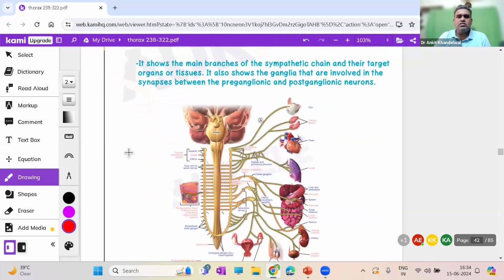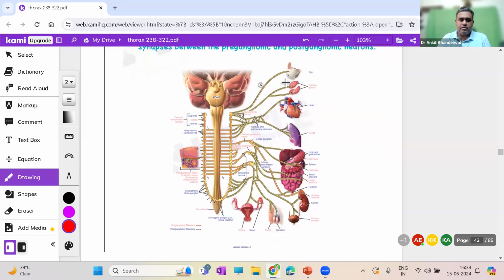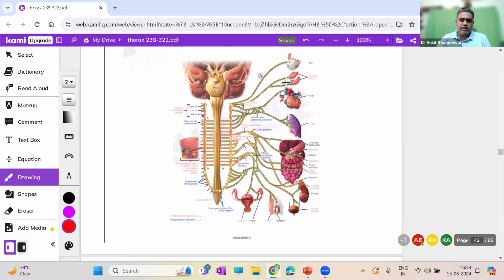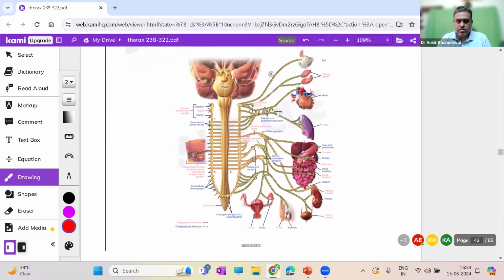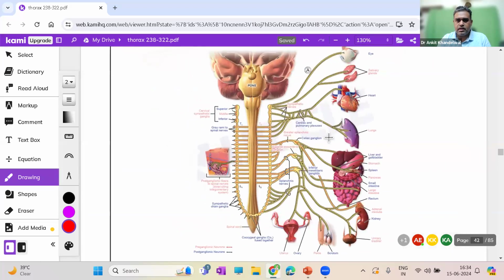It shows the main branches of the sympathetic chain and their target organs. It's a very important diagram, not to draw, but to understand. Some images we will find will help you to understand anatomy. Some images you will find so that you can practice those and reproduce them in the exams. This one is for understanding. It shows the main branches of the sympathetic chain and their target organs. It also shows the ganglia that are involved in the synapses. Just look at the diagram, things will be clear. In this diagram, let me zoom in a bit so that you can see it better.